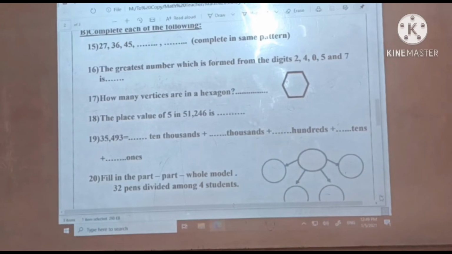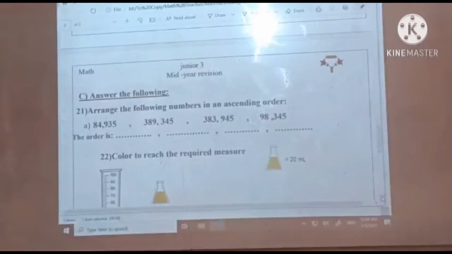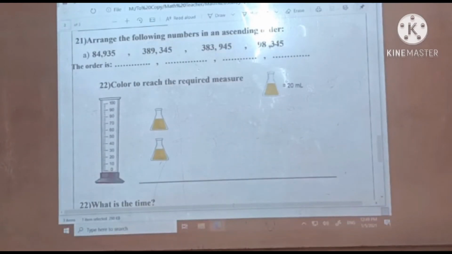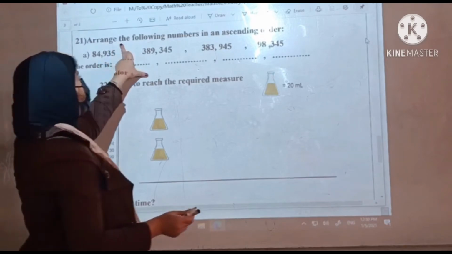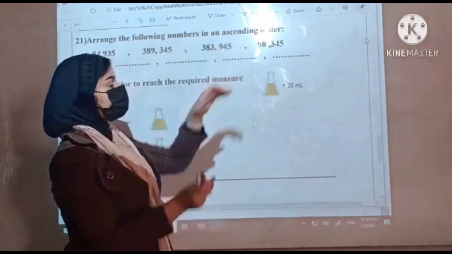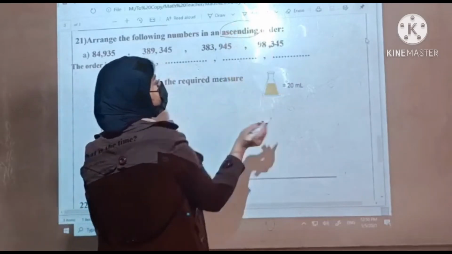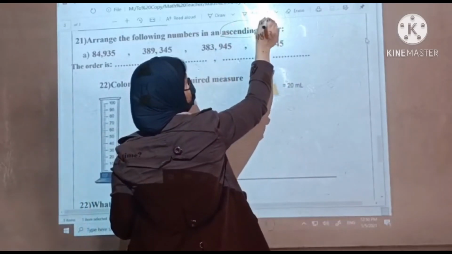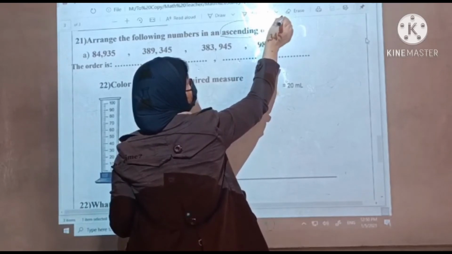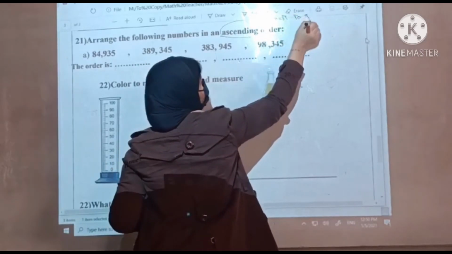Let's move to the next one. Okay, so here you want to arrange the following numbers in ascending order. So ascending means what, Junior 3? Ascending means from the smallest to the greatest.